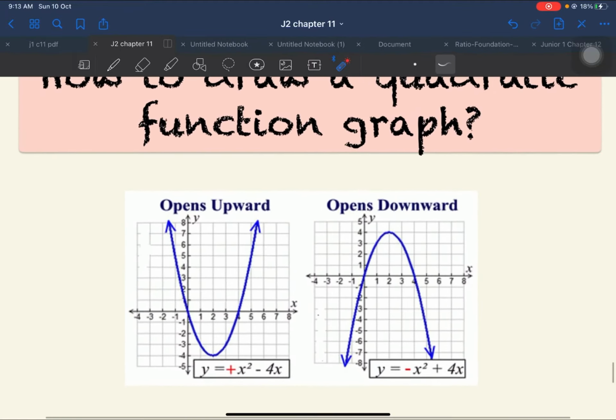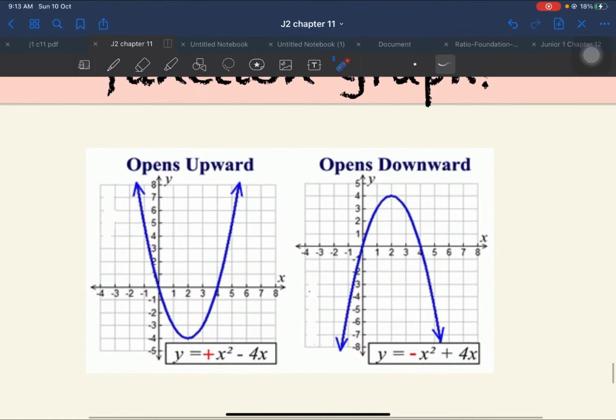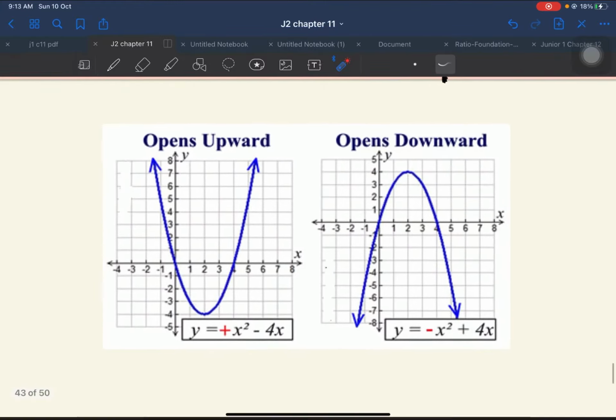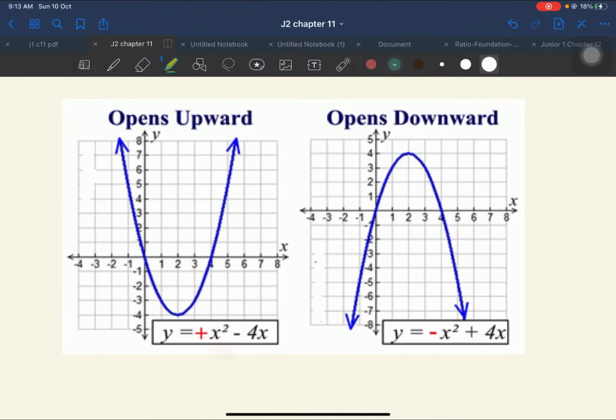To draw a quadratic function graph, there's one tip for you to identify whether your graph opens upwards or downwards, based on the coefficient of your x squared value. If your coefficient is positive, positive 1, positive 2, any positive number, your graph is going to open upward, presenting a U shape.